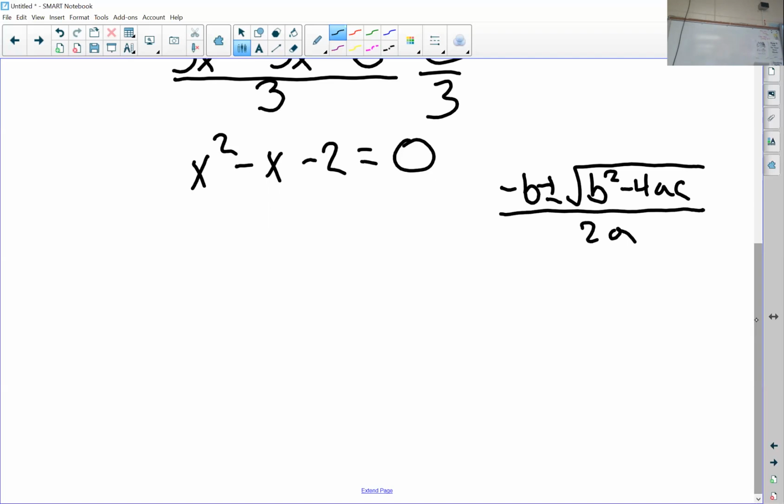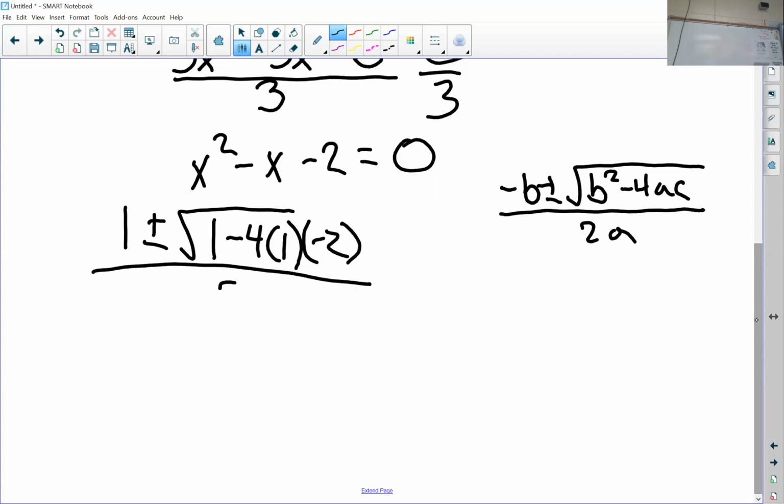So negative b plus or minus the square root of b squared, negative 1 times negative 1 is 1, minus 4 times a times c, all over 2 times a. 2 times 1 is 2, so I saved myself a step. What comes next?